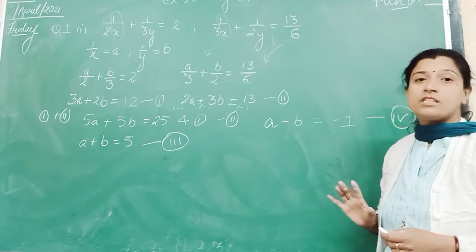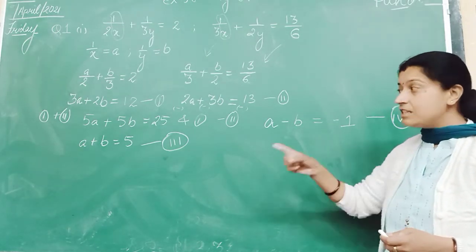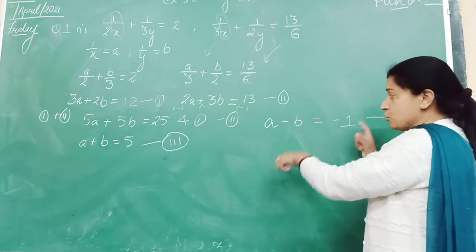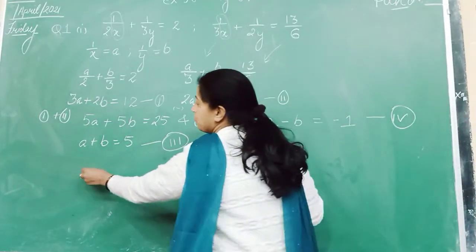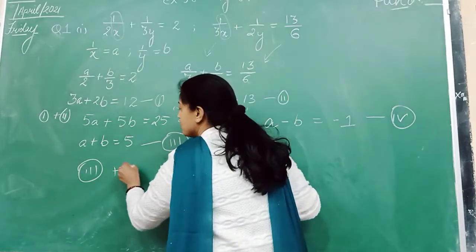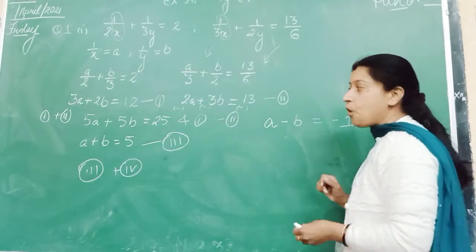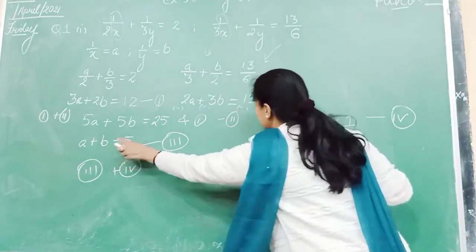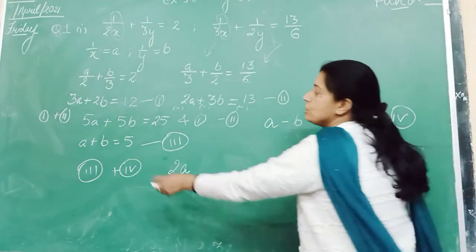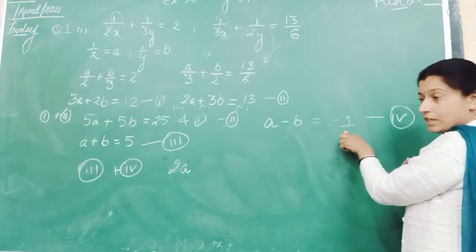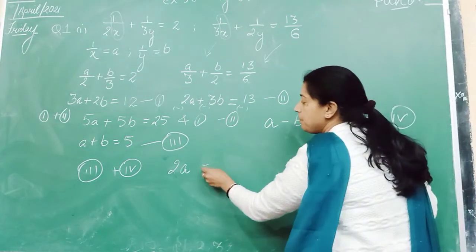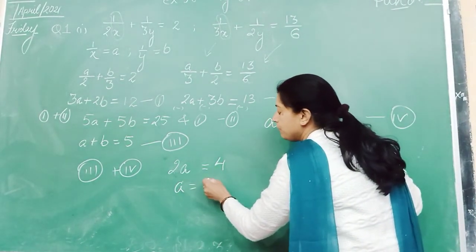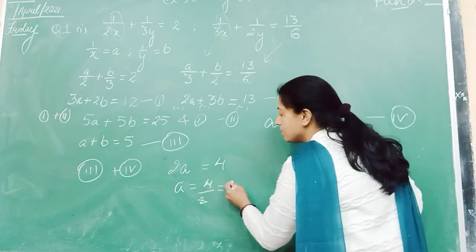Now we can go straight away for elimination by adding these two equations further, because you have a plus b here and you have a minus b here. So if you add, that will cancel. So next step would be I will add these two equations. Equation 3 plus 4. So a plus a would give me 2a, plus b minus b would cancel out, and 5 and minus 1 we are adding, so 5 minus 1 would become 4. So from here your a would come out to be 4 upon 2, which is 2.